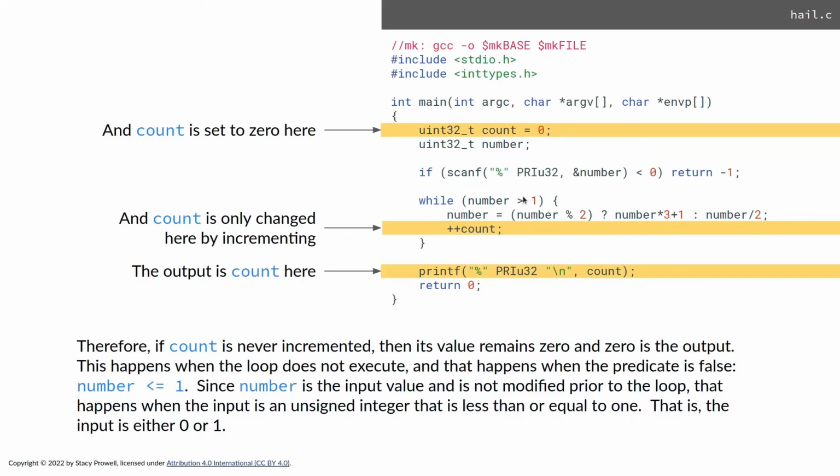Nothing too elaborate there. Since number is the input value and doesn't get modified in the loop, that means that this program outputs 0 when the input is either 0 or 1. Pretty simple.